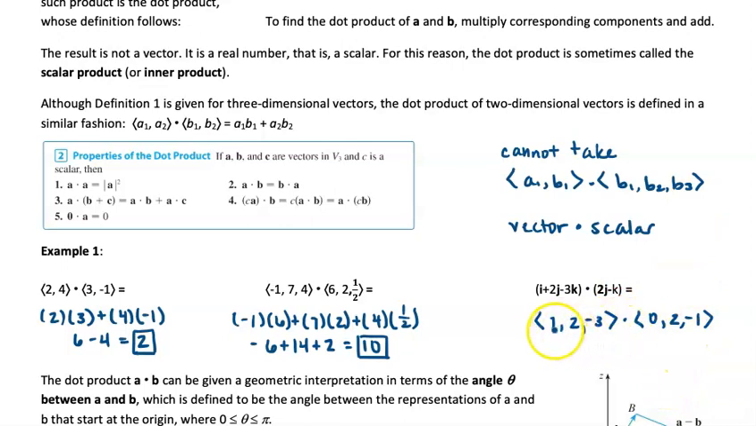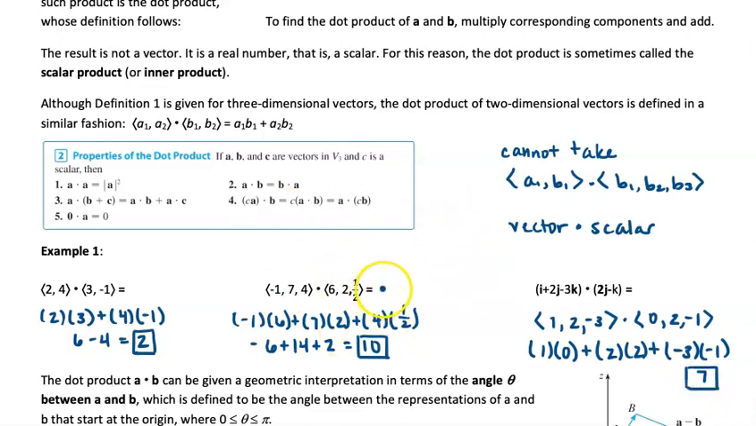Alright, so now let's take this dot product. Now we're taking the first component of the first vector, multiplying that by the first component of the second vector. So that gives us 1 times 0 plus the second component of the first vector times the second component of the second vector, and plus the third component of the first vector times the third component of the second vector. Simplifying this gives us 0 plus 4 plus 3, and so our dot product yields the scalar of 7.